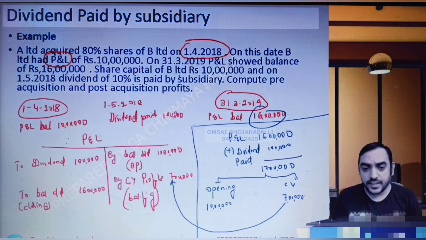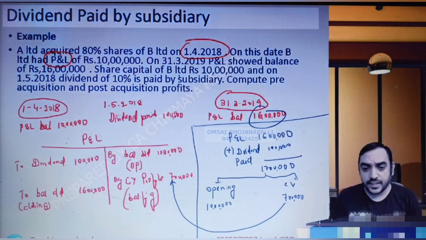So what they're telling is, they acquired the shares on 1/4/2018. This is the date of acquisition. And they had a P&L balance on 1/4/2018 of 10 lakhs. Then on 31/3/2019, year end, P&L showed a balance of 16 lakhs.